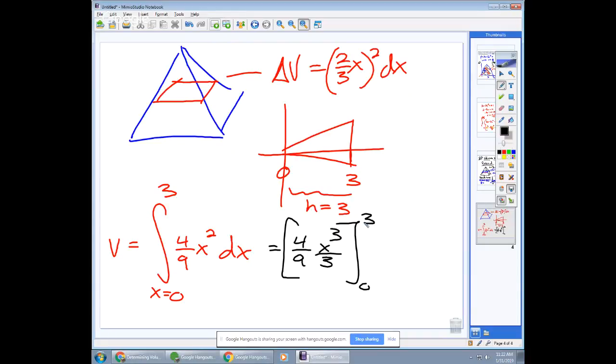All right, plugging in 0 is nice. The lower bound is just going to vanish. So really, I just get the upper bound here. That gives me 4/9 times 3 cubed over 3. Lots of stuff cancels here, right? 3 cubed is the same as 9 times 3, so it looks like the answer is 4. So the volume of this thing should be 4 cubic units.